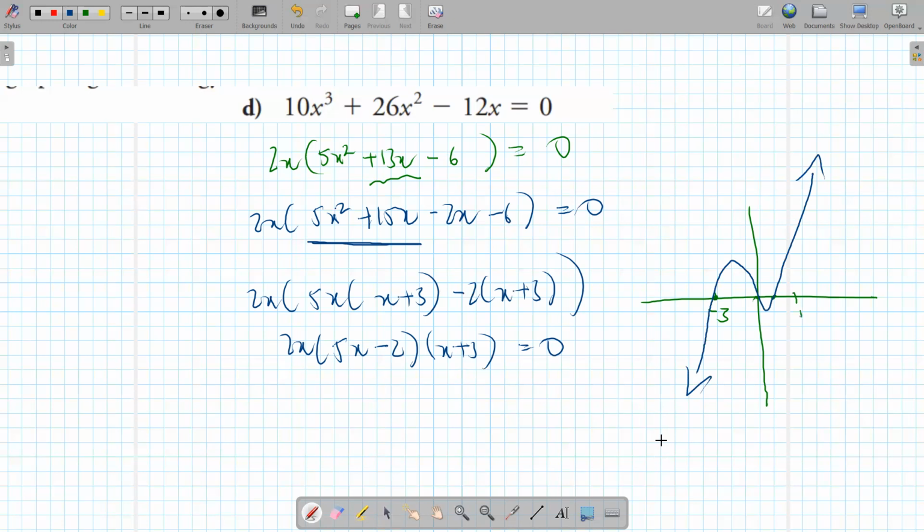What's the domain and what's the range of this cubic function? They're both negative infinity to positive infinity. Right, there's no restrictions on domain and range. It's negative to the left of negative 3 and between 0 and 2 over 5. It's positive between negative 3 and 0 and to the right of 2 over 5, right? And you're done.